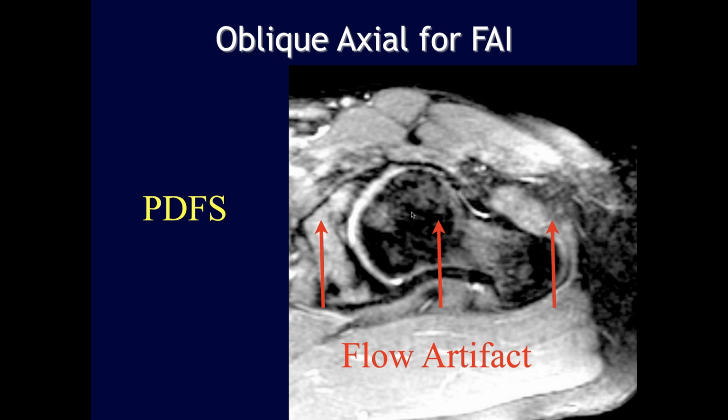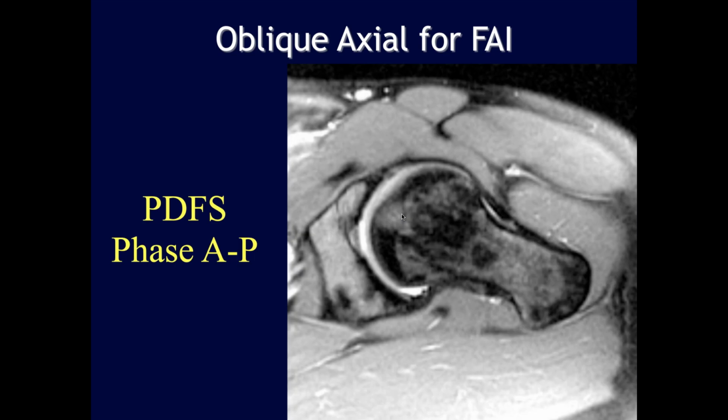So the one thing to remember when you get out in practice, if you do these images, especially if it's a fat-suppressed, fluid-sensitive image, make sure your phase encoding is anterior-posterior, so any flow from the vessels is projected away from the hip and not onto the hip. And then you get much better quality images.